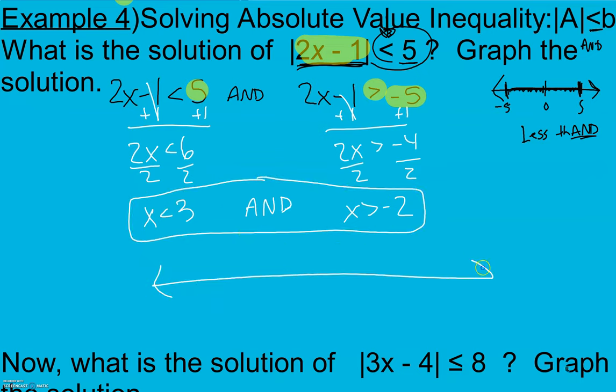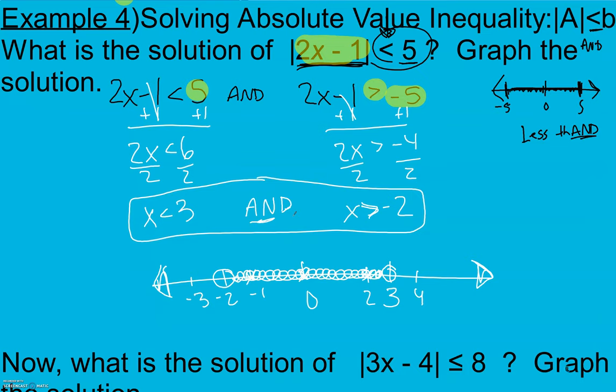We also could have graphed each inequality. So here at 3, I'm going to put a circle. And I want numbers that are less than 3, like 2 and 0. At negative 2, I want numbers that are greater than negative 2, like negative 1 and 0. So here from our graph, since we have the things in between, that means it's an and as well. So we could have seen it from our graph.